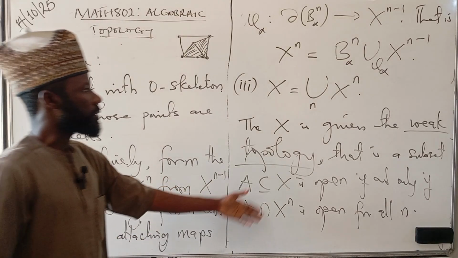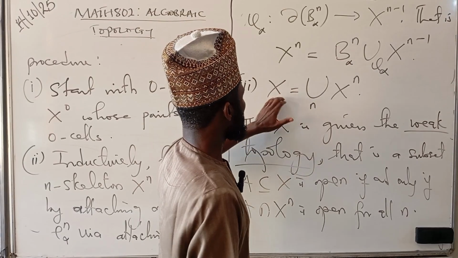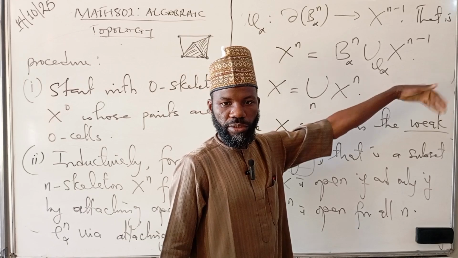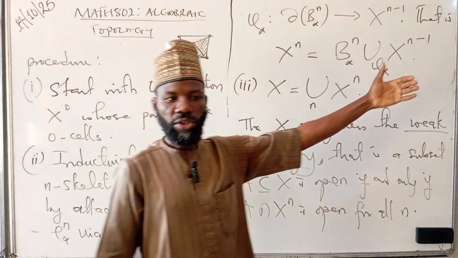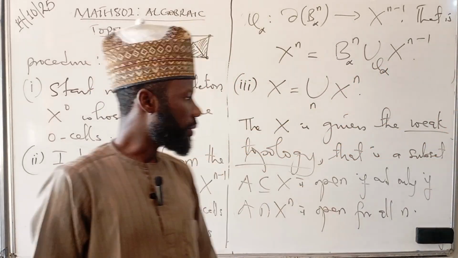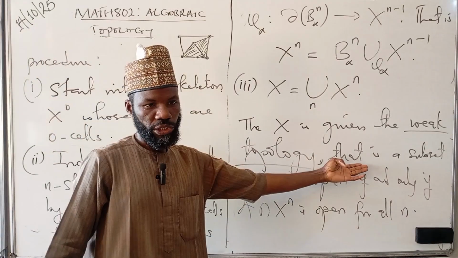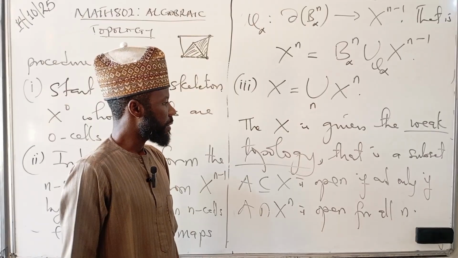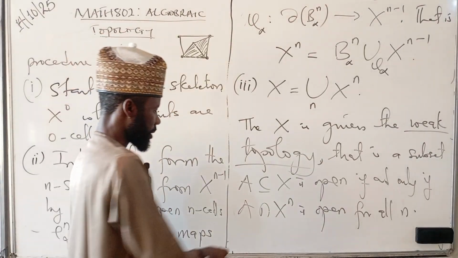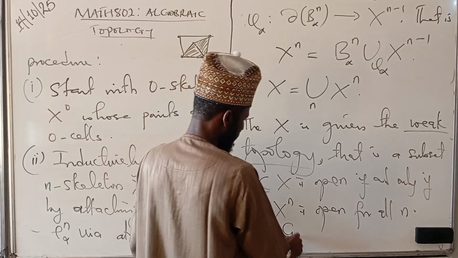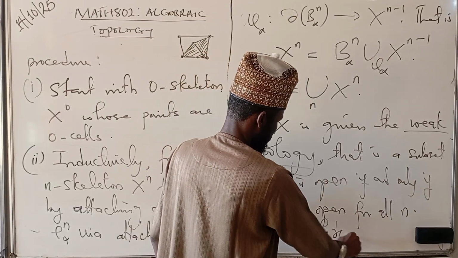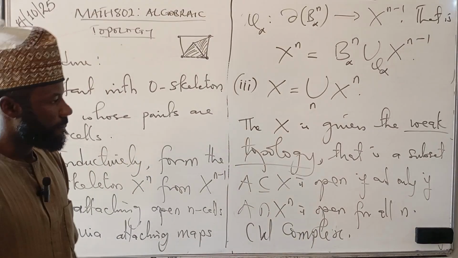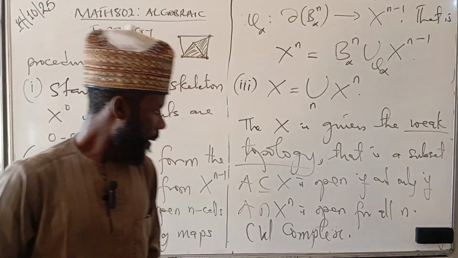With respect to this topology, this space is nothing but an adjunction space, so it is a quotient space. You can think of it with the quotient topology, or you can give it the weak topology in this sense. If you give it the weak topology, it is called a CW complex. But generally, it is a cell complex. Okay?